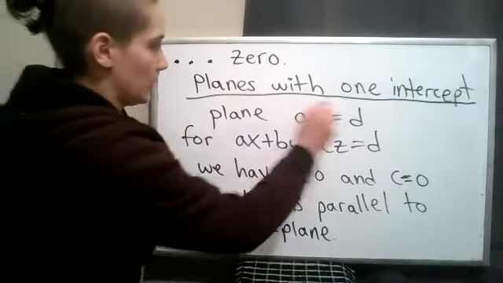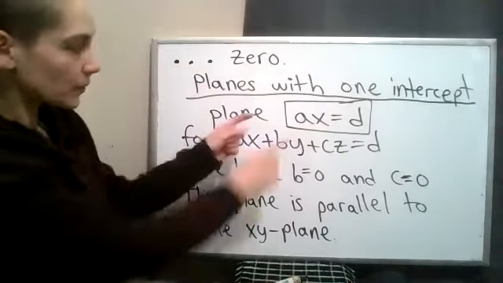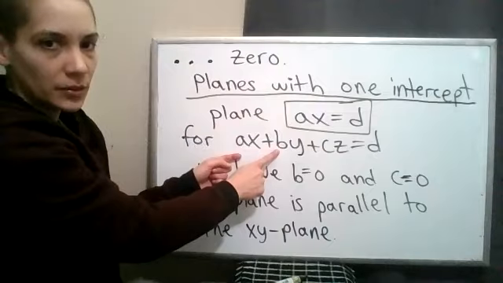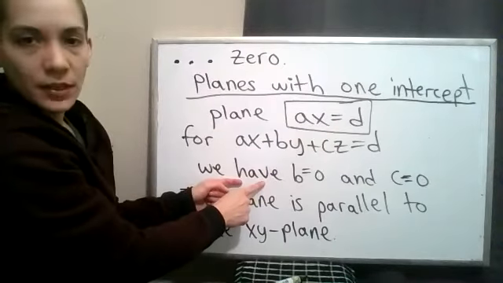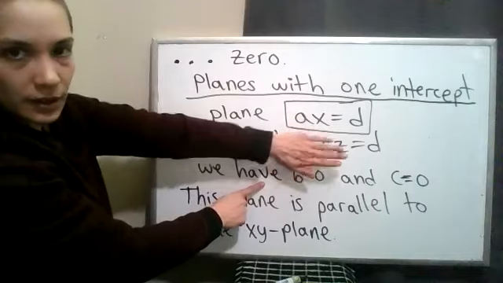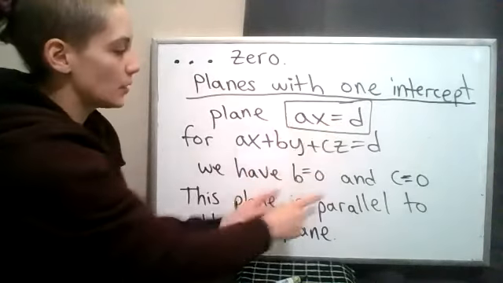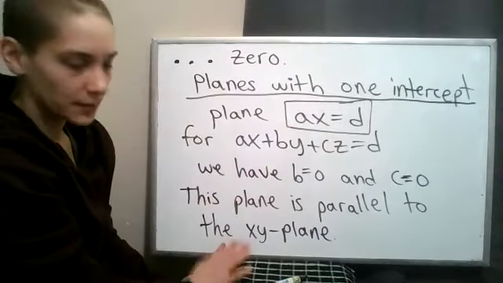We're talking about this piece here. So this is the plane for this problem. Here's the general equation, and we have to consider just the part ax equal to d. So we have to have b as 0 and c as 0. So let's talk about the graph.